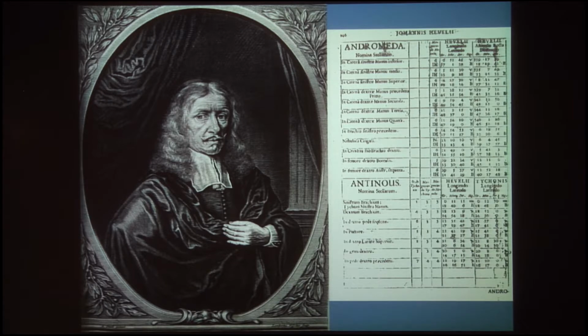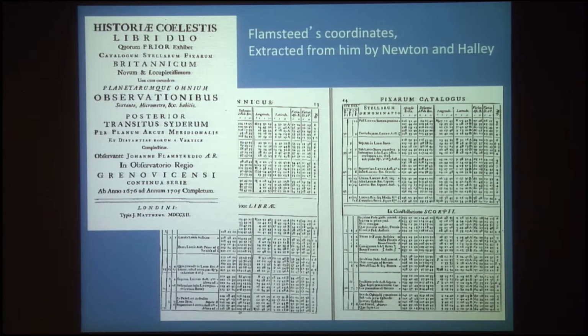But by 1690, he had the highly accurate observations of this man, Johannes Hevelius, a brewer from Danzig, sort of on the periphery of European science at the time, but he produced quite accurate results. And later on, Newton also had available Flamsteed's coordinates, which he didn't need.